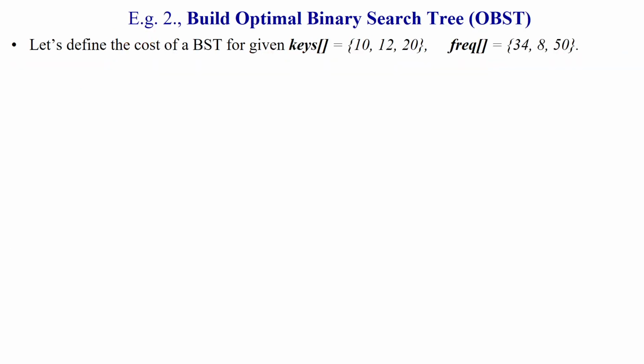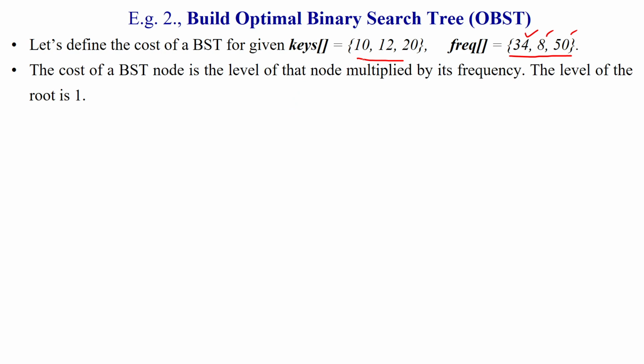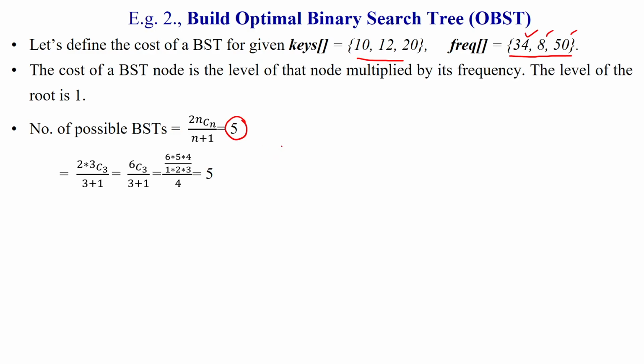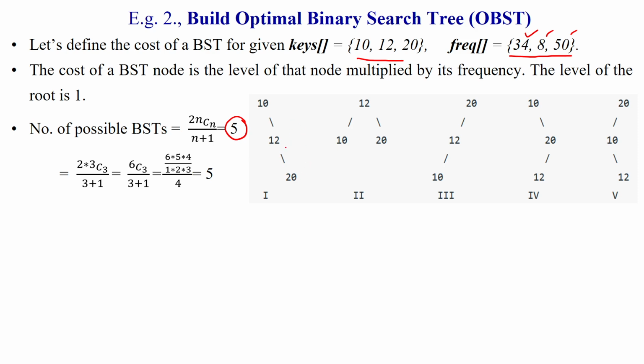Likewise, the second example is given with three keys 10, 12, 20, and the corresponding frequency values are 34, 8, and 50. Based on this, how many binary search trees are possible? Here 5 binary search trees are possible. Based on that, we are going to construct the binary search trees. Then the frequency values have to be mentioned here. For 10, 34 is the frequency value. For 12, 8 is the frequency value. For 20, 50 is the frequency value.